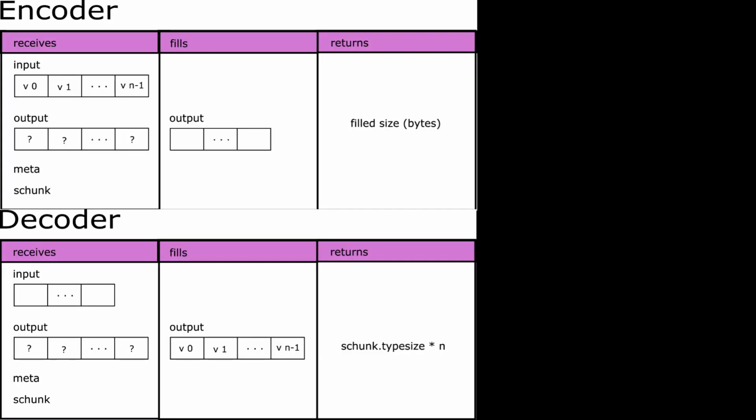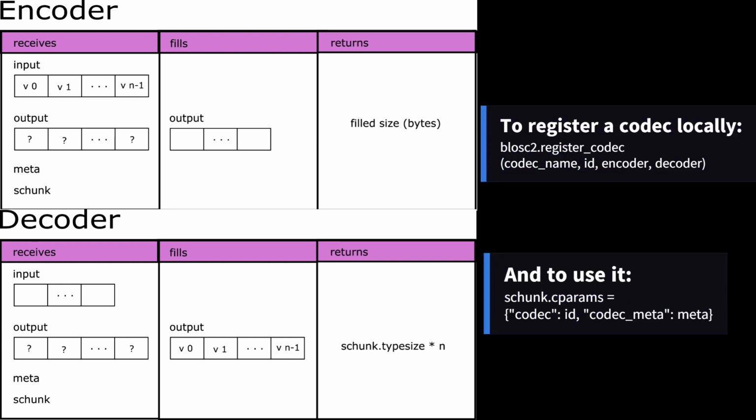On the other hand, user-defined codecs work similarly, but they can make output smaller than input, as their goal is to actually compress data. So the corresponding functions, in this case encoder and decoder, will need to return the size in bytes of the compressed or decompressed data respectively. You can register and use it in a similar way as the filters.